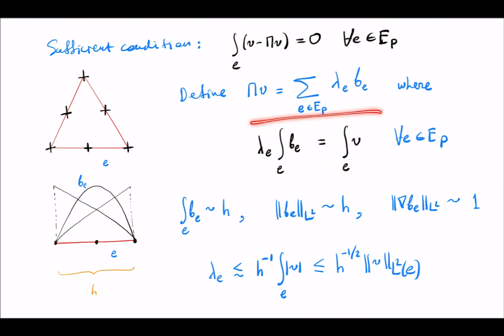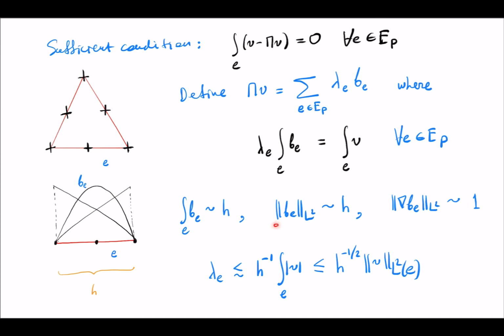So this condition is just the condition over here for this particular function, which has this form. So we want to compute some quantities that will be needed later. First of all, the integral of B over this edge E is of order h, because B is of order 1 and the length of E is of order h.